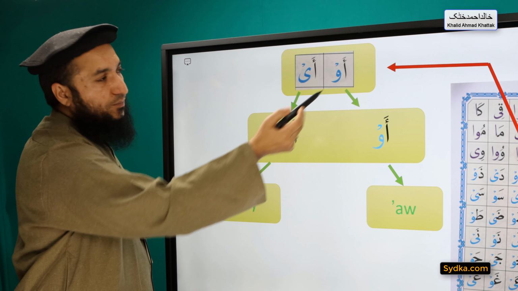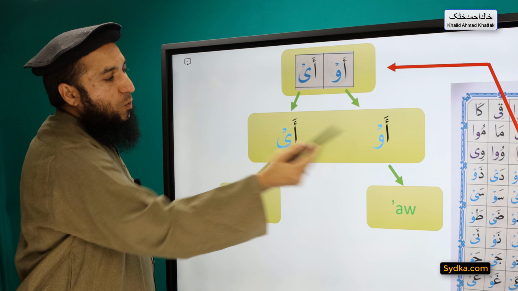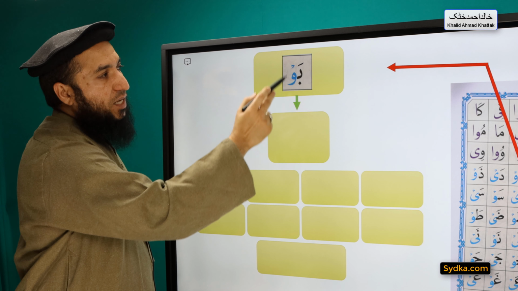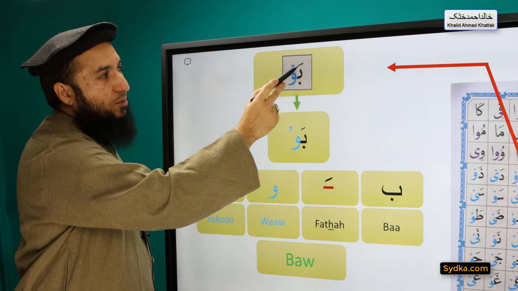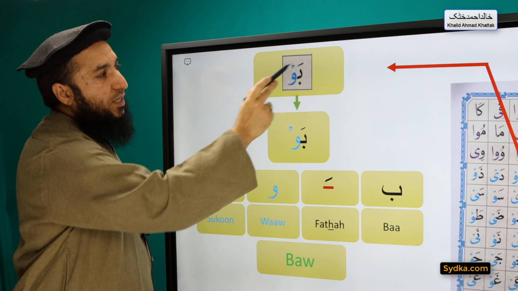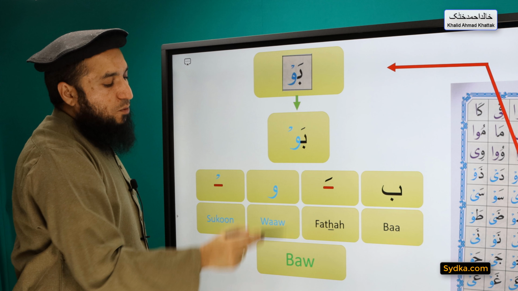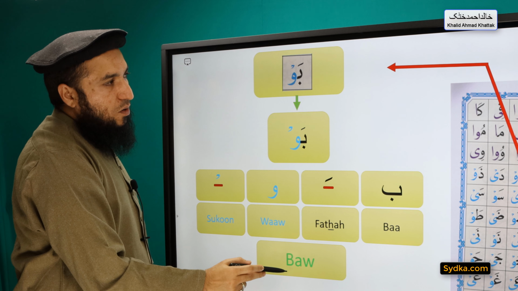So now we have Aw Ay. Aw Ay. The next syllable we have is Ba Fatha Waw Sukoon Baw. Ba is a light letter, it has Fatha on top of it, it is followed by Waw, and Waw has a Sukoon. Ba Fatha Waw Sukoon Baw.